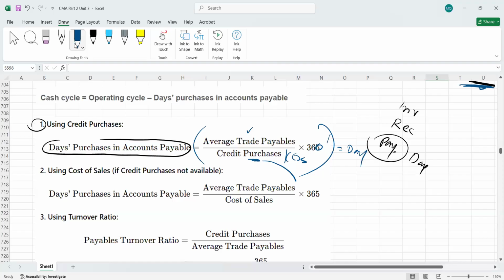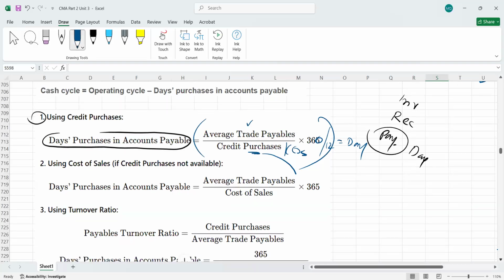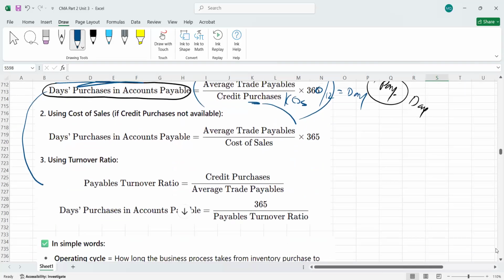Again, if you want the answer in months, multiply by 12. This is the first way. There is another way to calculate the payable days or the payment period. This is the formula: if you want to calculate the payment period, we will take 365 or 360 divided by the payable turnover ratio.